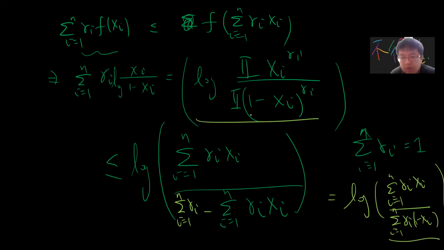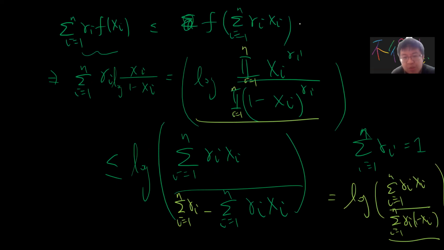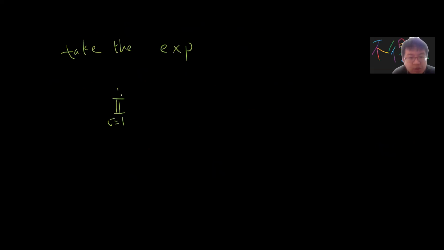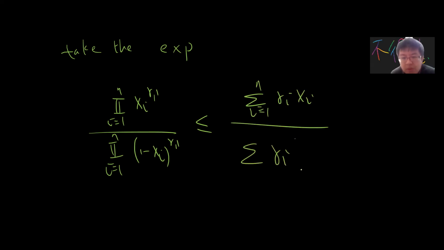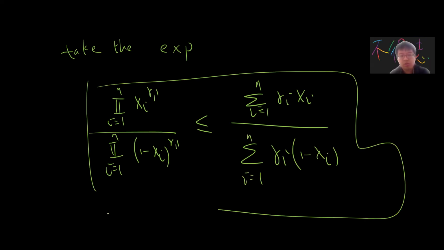Okay, so you get this at least, right? So this is i from 1 to n, i from 1 to n. Okay, then take the exponential, right? So this guy becomes a product i from 1 to n, x i to the gamma i over the product i from 1 to n of 1 minus x i to the gamma i, that's equal to the mean. Nice. Okay.